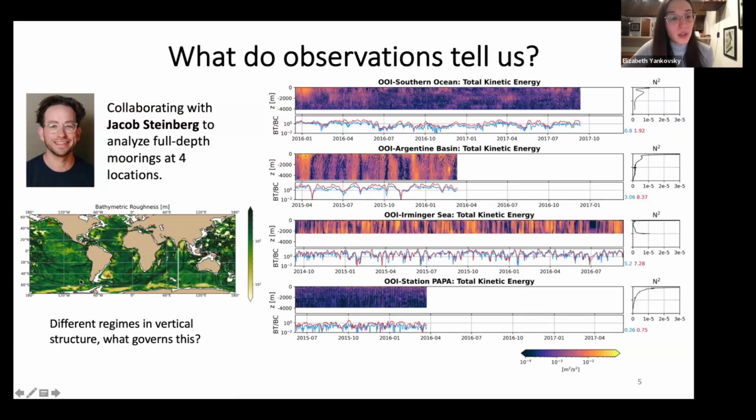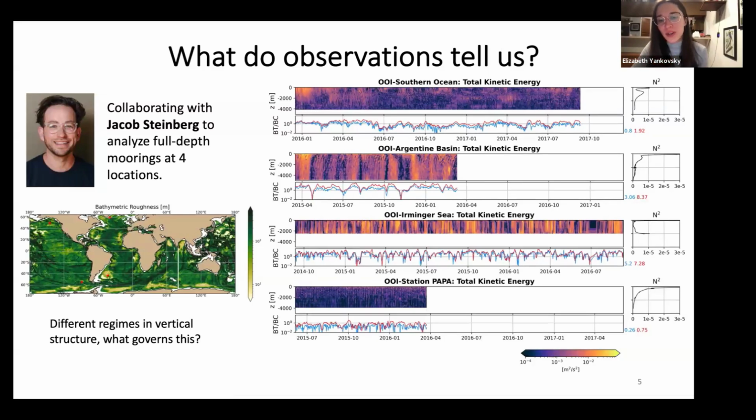In contrast, the locations in the Southern Ocean and this location at Station Papa both have a much more baroclinic structure. You can really see that these eddy perturbations at this location are pretty surface confined. So this gives us some hints that the bathymetric roughness could be a really important factor, because again, the really smooth topography is where we see the highest barotropic values.